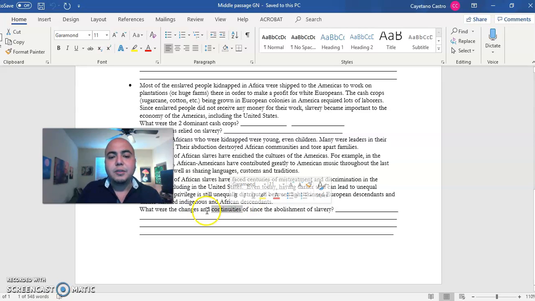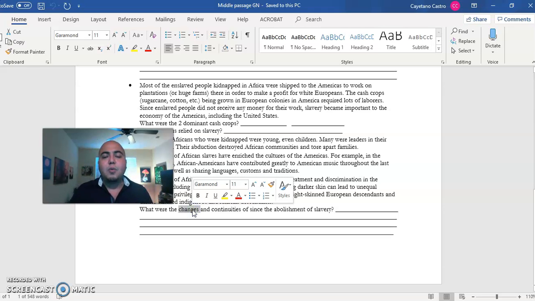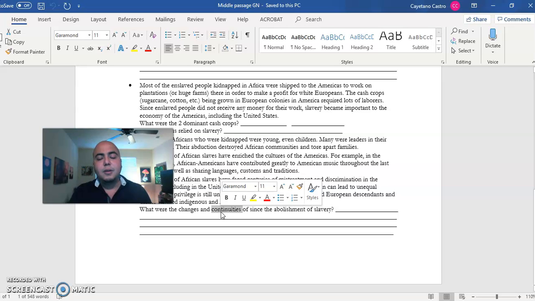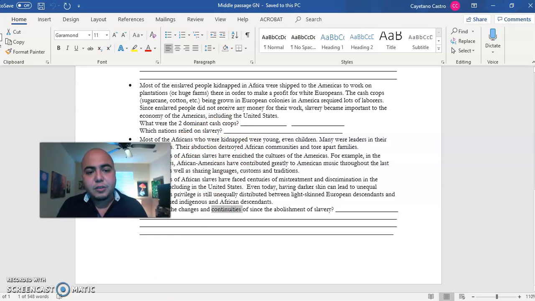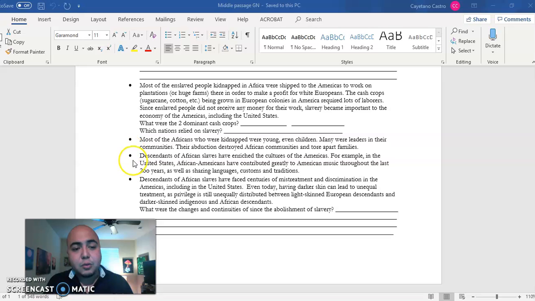Changes and continuities. So, in the last 150 years almost, since the abolishment of slavery in the United States, which was in 1865, what has changed for the African American population, but what still continues for the African American population? Okay, so you can refer back to your notes from these two bullet points to see what changed and what has continued.